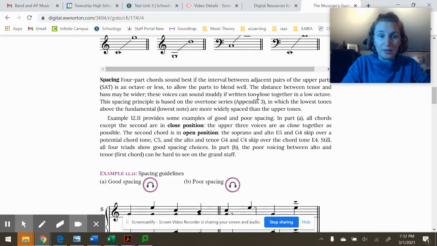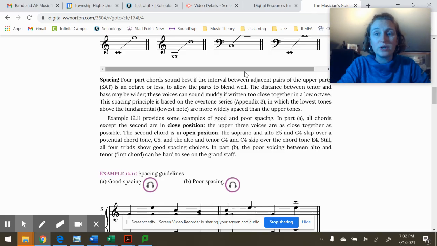All right, spacing. The thing to remember is this little bit. The part chords sound best if the interval between adjacent pairs of upper voice parts is an octave or less. Okay, that's really wordy. There needs to be less than an octave between adjacent upper voices, okay? The upper voices are anything that's not the bass: soprano, alto, tenor. Adjacent means the ones next to each other. So you cannot have larger than an octave between the soprano and the alto. You cannot have larger than an octave between the alto and the tenor.